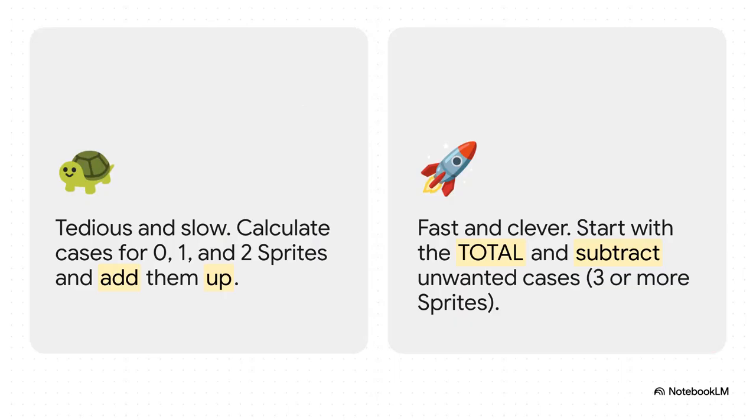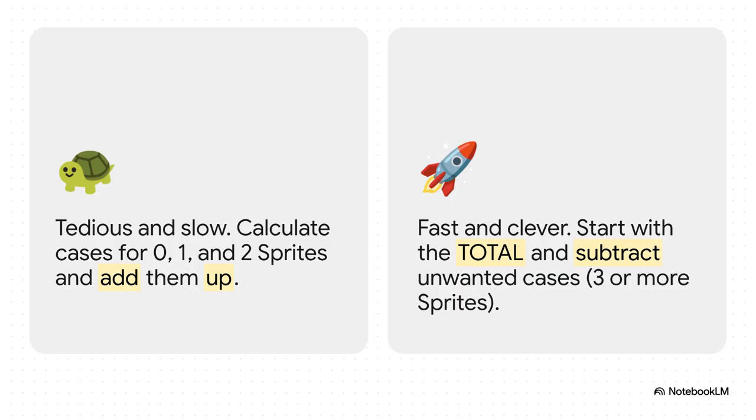Now, you could solve this the hard way, the brute force method. You could calculate the combinations for getting 0 Sprites, then do it again for 1 Sprite, and again for 2 Sprites, and then add all those numbers up. That's tedious. But there's a much more elegant way. Instead of counting what we want, let's count what we don't want and subtract it from the total.